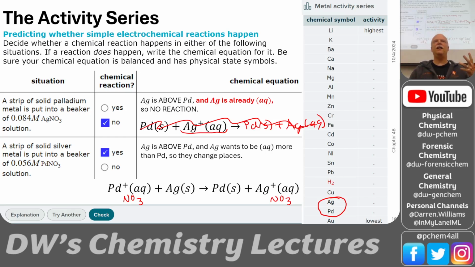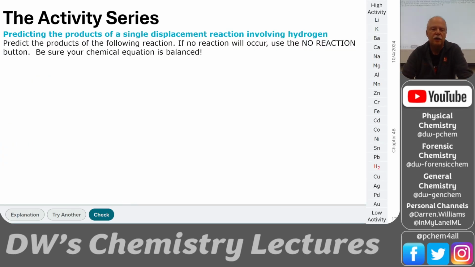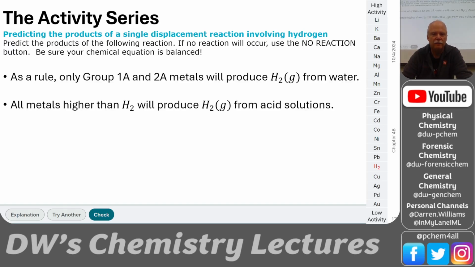So that's how you use the activity series. Whichever one is on top wants to be the cation. If that one on top happens to be the solid metal, then they're going to switch places. And then here's just some points on the activity series.